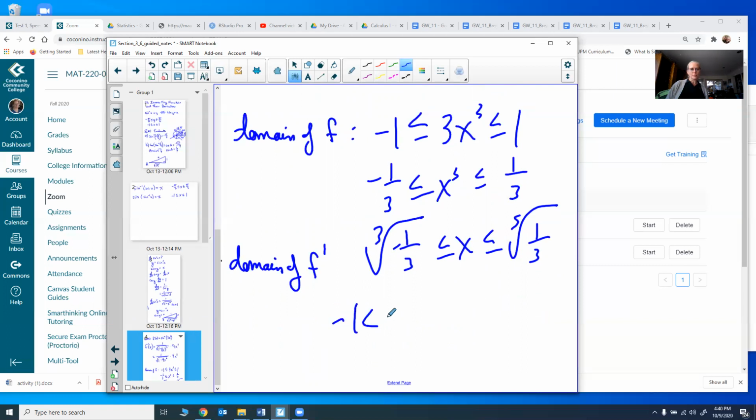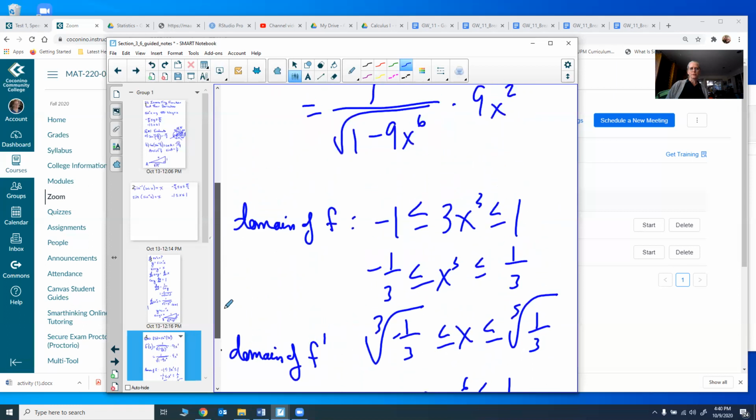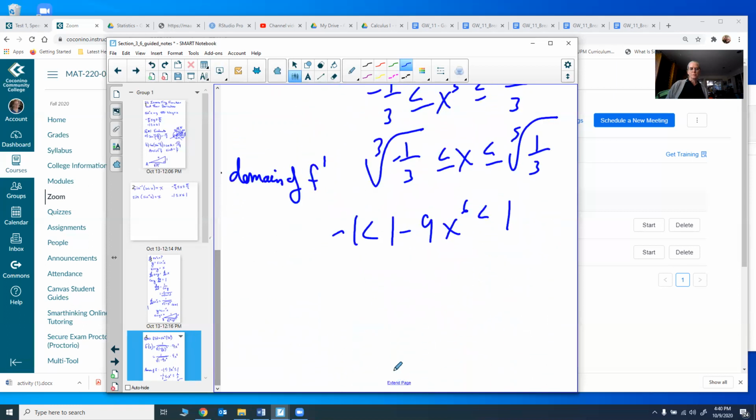So -1 is less than 1 minus 9x to the 6th, which has to be less than 1. We don't do equal to because it's in the bottom, and you can't have 0 in the denominator. And so we have that. So we're going to first add the 1 to both sides, or subtract 1 from both sides, sorry. I'm going to get -2 is less than -9x to the 6th, which is less than, subtracting 1 from both sides, I get 0 over here.